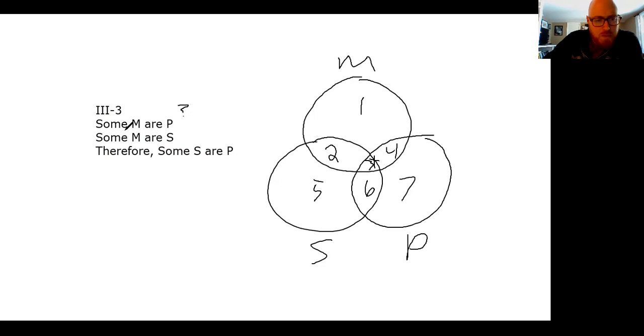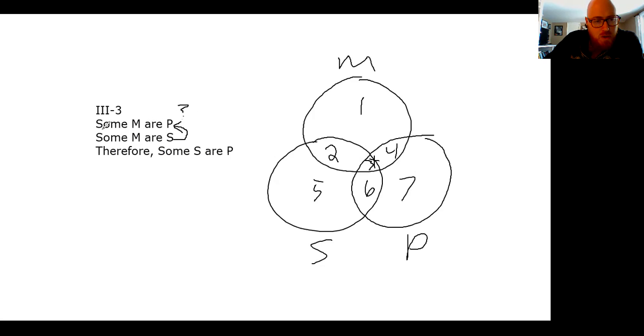So keep in mind what the word "some" means. The word "some" just means there is at least one. So there's at least one M which is a P. There's at least one M which is an S. So you may be thinking, okay, wait a minute. You said we couldn't put an X here because I don't know if something is an M, a P, and an S, but this says there's an M which is an S. So can't we just move this S up here? No, we can't, and here's why.